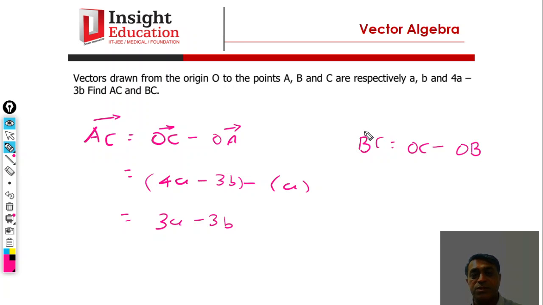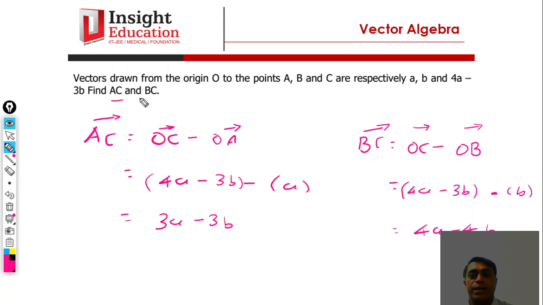Similarly, BC is OC minus OB. So here the sequence is important, always OC minus OB. OC is 4a minus 3b and OB is b, so that is 4a minus 4b. So find AC and BC: AC is 3a minus 3b, BC is 4a minus 4b.